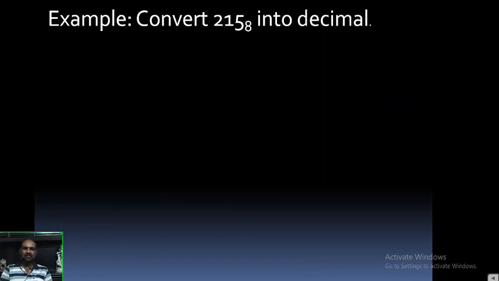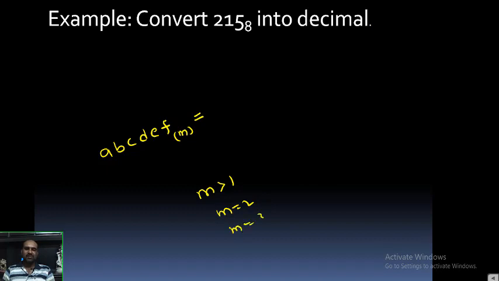So in the last part I clearly explained how you can convert any number with the base m to a number with the base 10. For example, abcdef is given with the base m. So what is m here? M is any natural number greater than 1, which means m may be 2, or base 2 system, m may be 3, base 3 system, m may be 4, and so on.